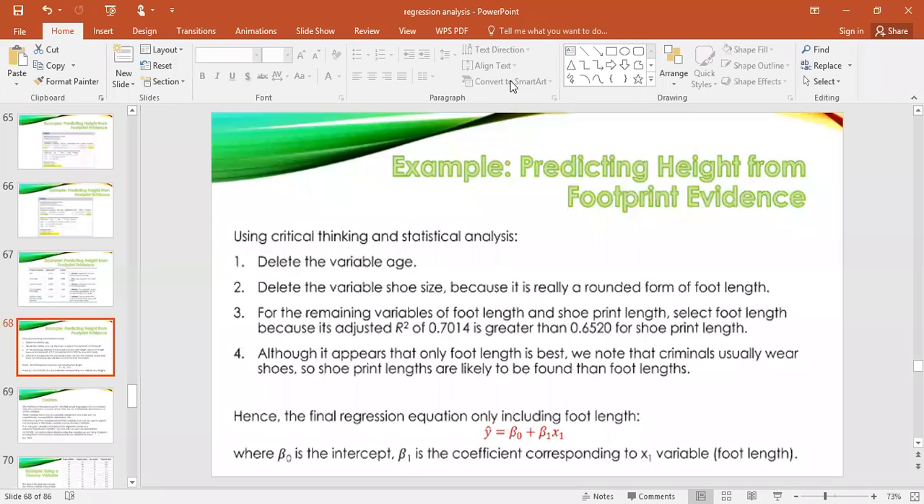Although it appears that only foot length is best, we know that criminals usually wear shoes, so footprint lengths are more likely to be found than foot length. Hence, the final regression equation only including foot length is y hat equals beta naught plus beta 1 times x1, where beta naught is the intercept and beta 1 is the coefficient corresponding to the x1 variable, that is foot length.